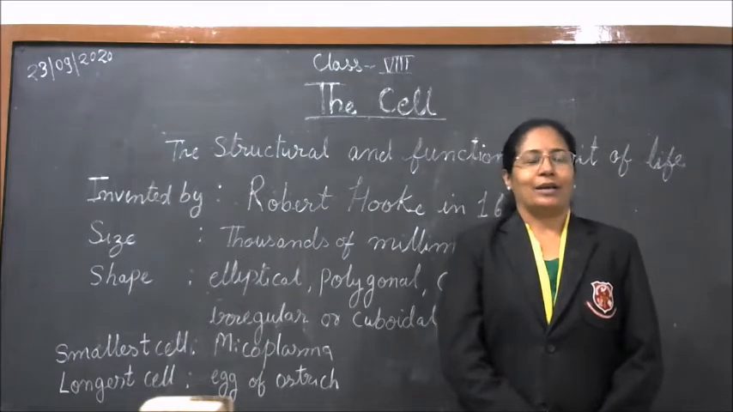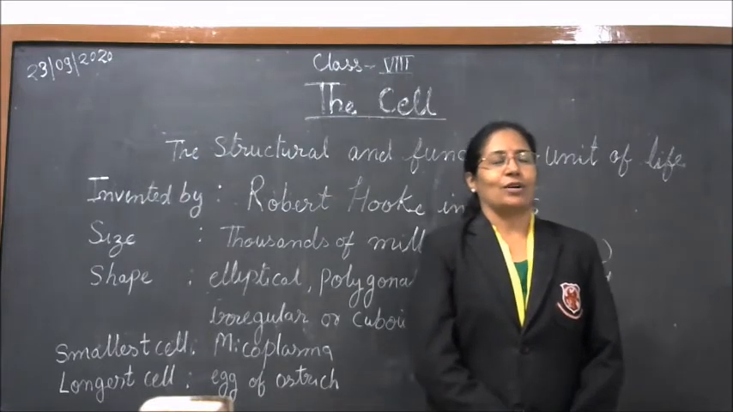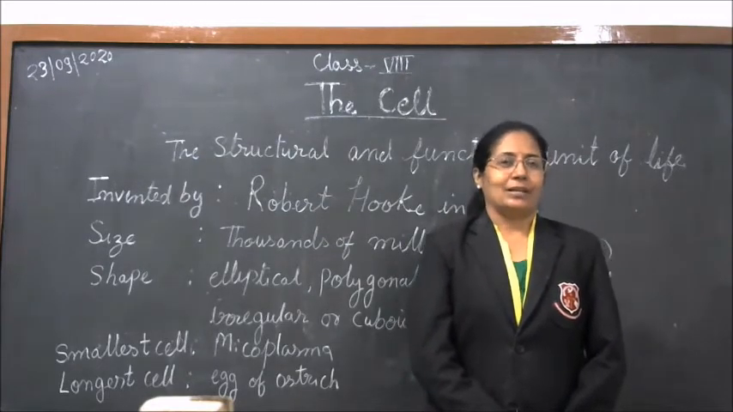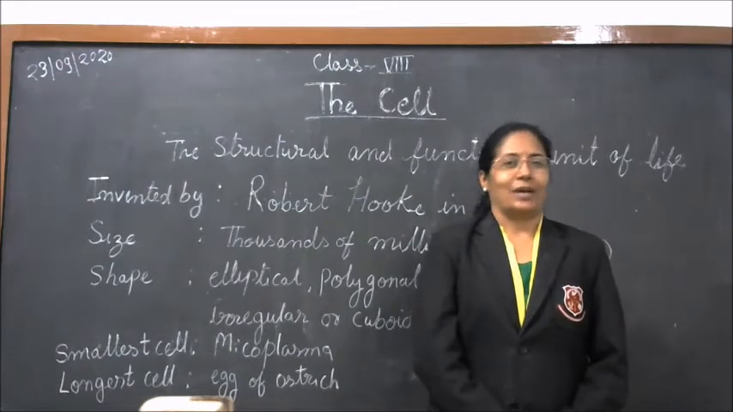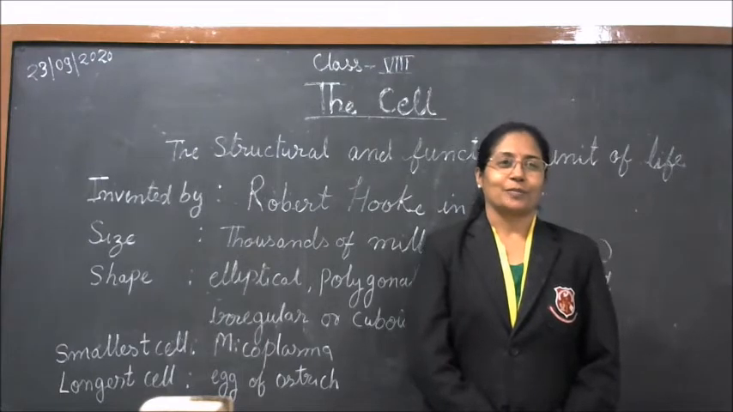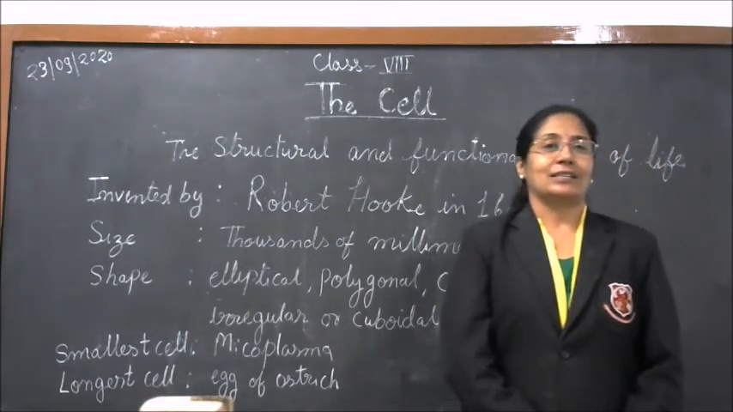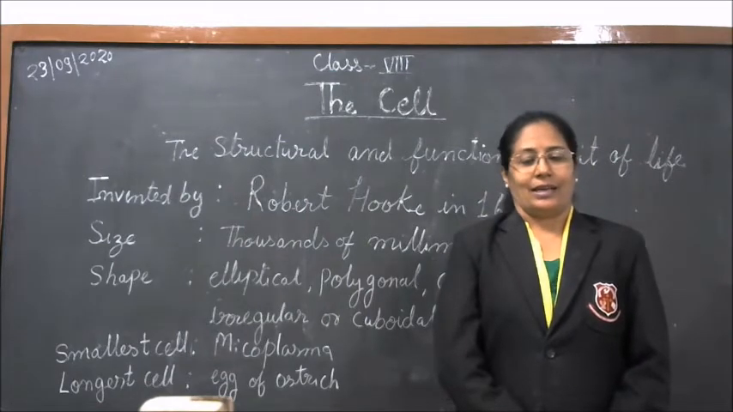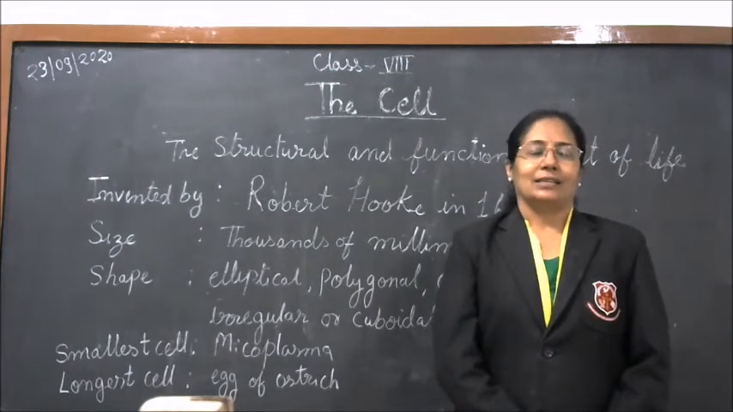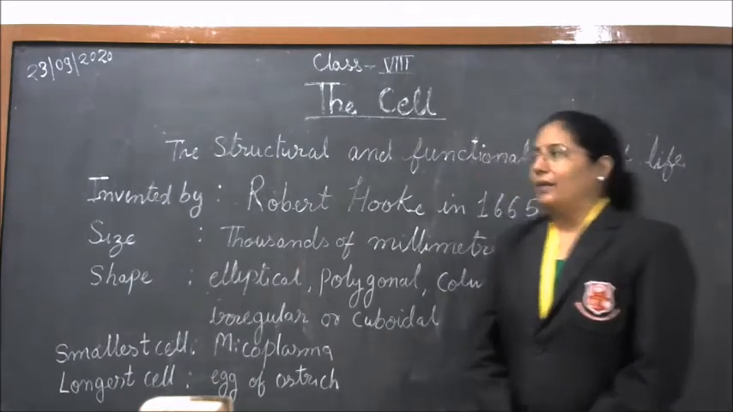Nowadays, microscopes are modified a lot, and now we can see objects thousands of times smaller than a millimeter under the microscope. Now we have the electron microscope also. So we can see the cell and its internal structure very clearly, and we can study the details of the cell in this chapter.